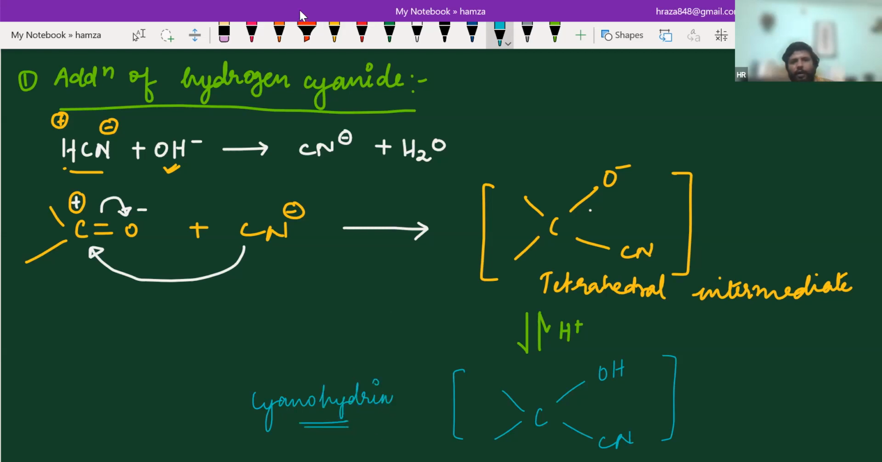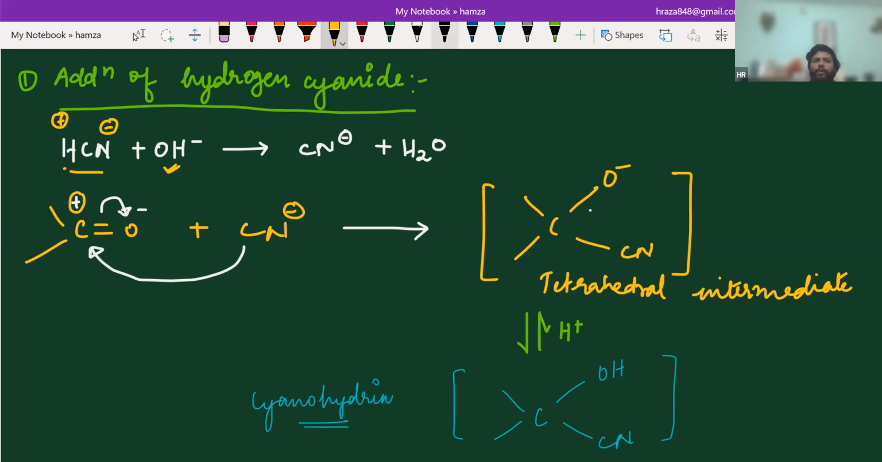If you look at the back exercise, you will see: write some points about or explain these terms like cyanohydrin, and there are other terms like hemiacetal, acetal, and so on. So please do write it. Then we will go to the next.